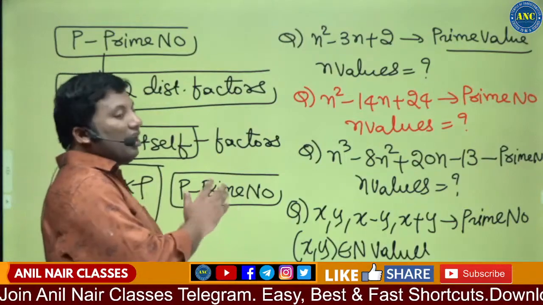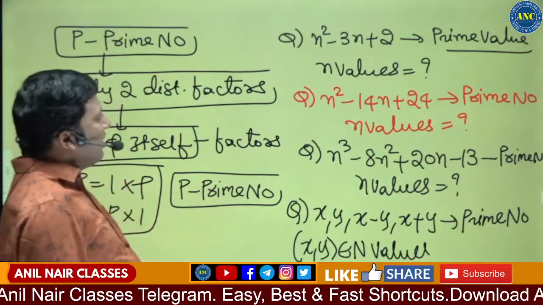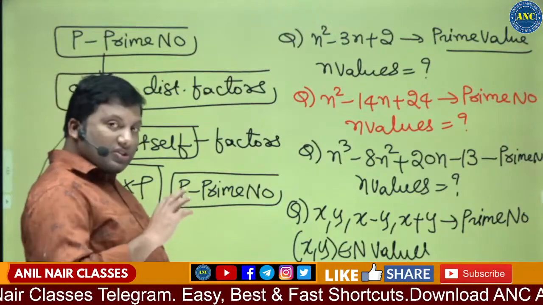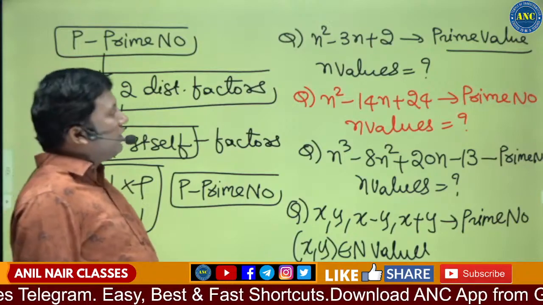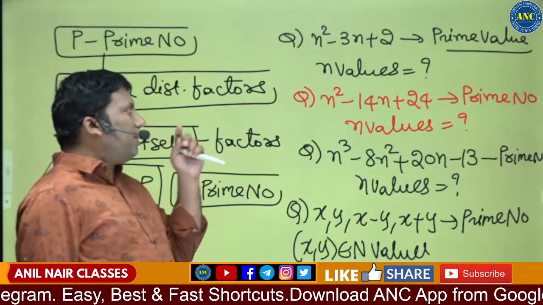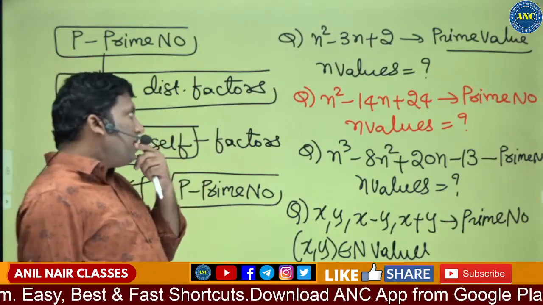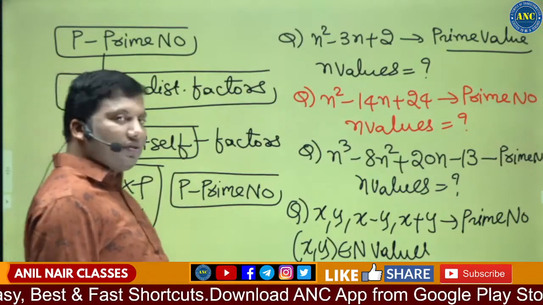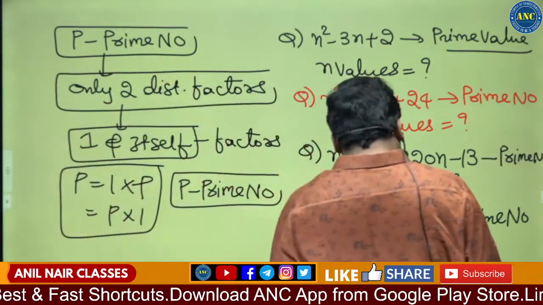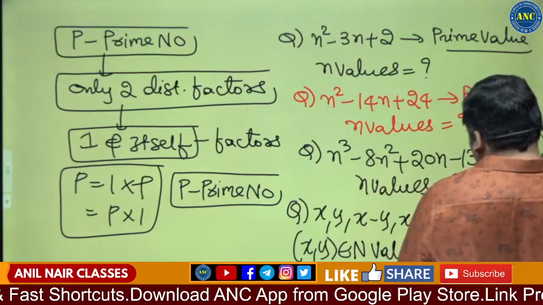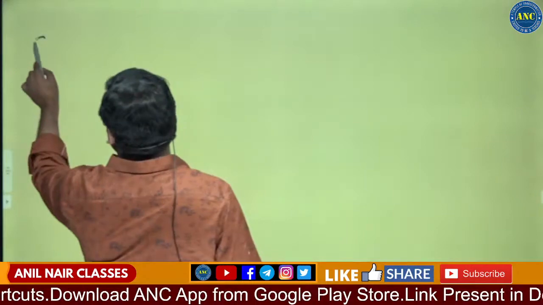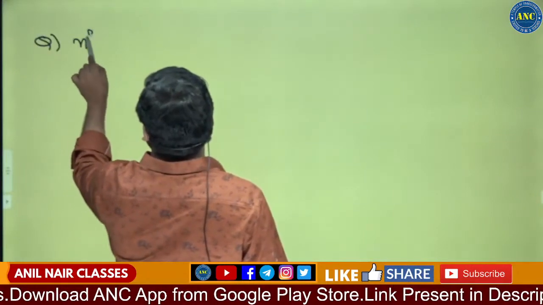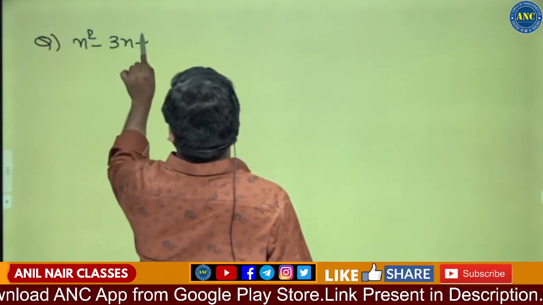This is the beauty of our concept based sessions, where not one problem. Based on the concept, I will create live problems in the class so that you will be able to solve. n square minus 3n plus 2 prime number. In case you want me to create much more advanced level questions, I will create them after this, and one by one we will solve. First question, number 1, n square minus 3n plus 2.